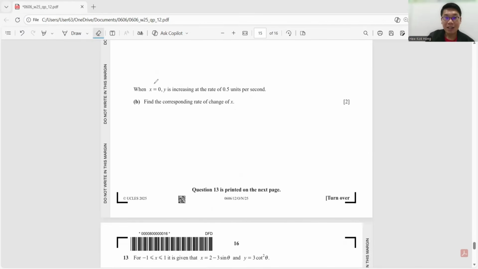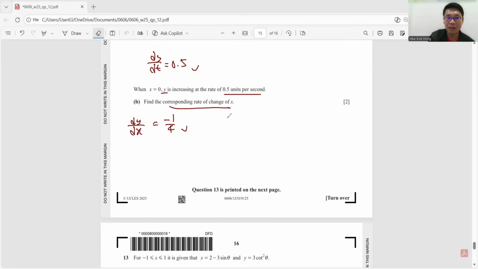Part B, when x equals 0, y is increasing at a rate of 0.5 units per second. So we can confirm dy/dt is 0.5. They ask you to find the corresponding rate of change of x. So just now we already know dy/dx. When x equals 0, it is minus 1 over 4. So we have this info and this info.